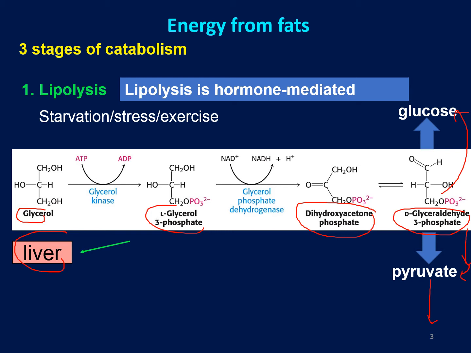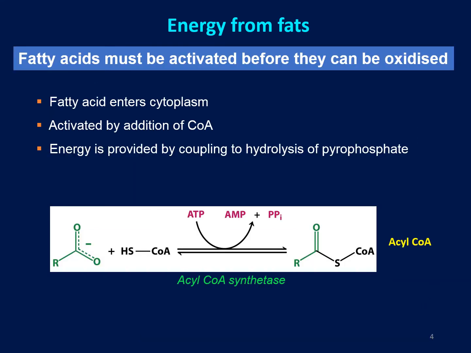We've talked about glycerol, which is a product from lipolysis, but how about the fatty acids? Upon hydrolysis, fatty acids will enter the cytoplasm, but before they can be oxidized further, they will be activated by the addition of coenzyme A. To do that, we will need a large amount of energy, because the bond connecting coenzyme A with the fatty acid is known as a thioester bond, and it has a very high bond energy.